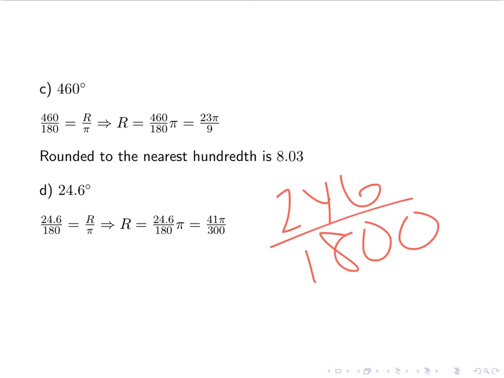Okay, so I believe you can take a 6 out of both of those, and you'll be left with 41 over 300. Okay. Also, don't forget your calculator will simplify fractions for you. So ignore the pi, put 24.6 over 180 into your calculator. You'll come up with a decimal, but then you should have a button that will convert decimals to fractions, and that will give you the 41 over 300.